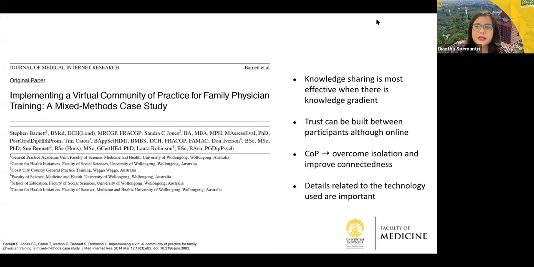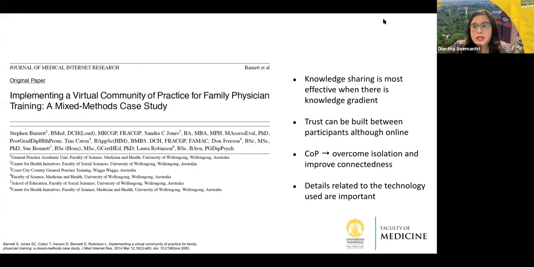So from this study, the authors have concluded several lessons learned, which I think is very important to be shared with all of you. First, knowledge sharing is most effective when there is a knowledge gradient. That's why it is important to have people with differing levels of expertise so that there will be a knowledge gradient and then there will be knowledge sharing. Based on the authors of this study, trust can be built between participants online. So this is very important because we do it online.